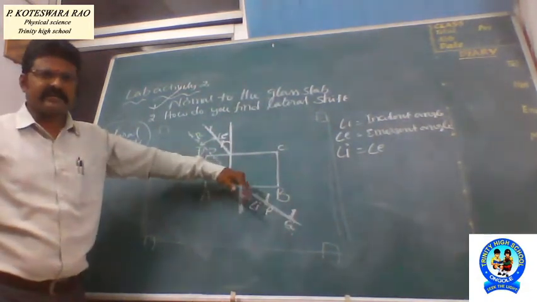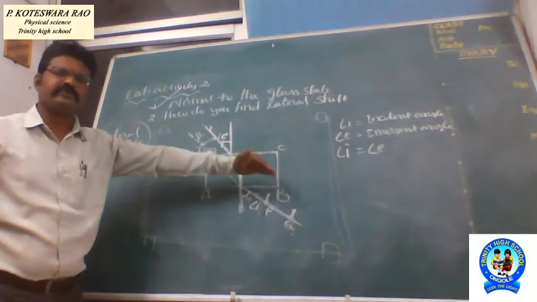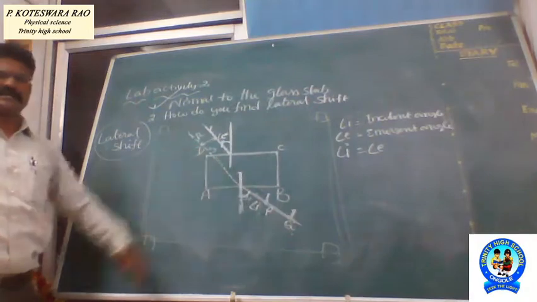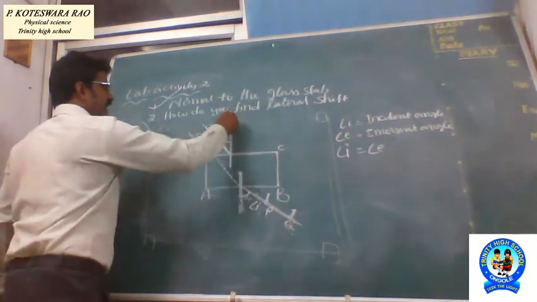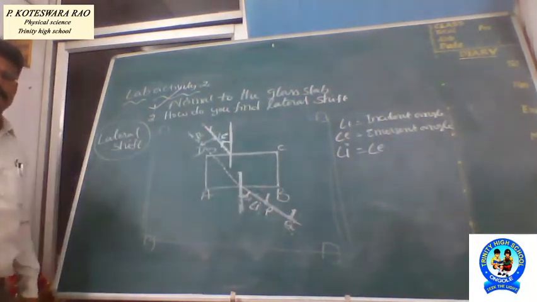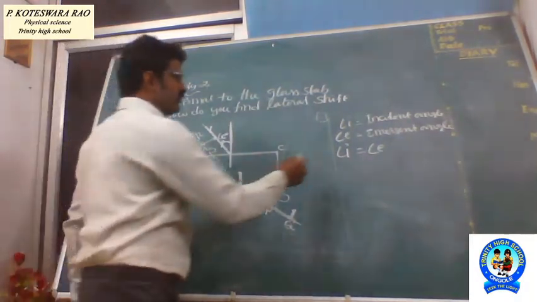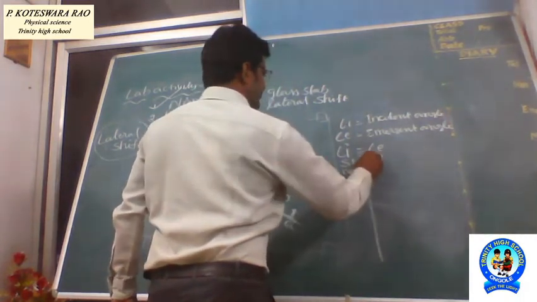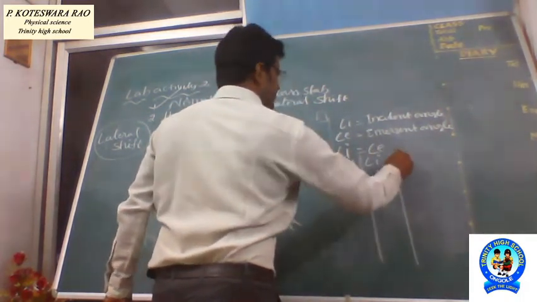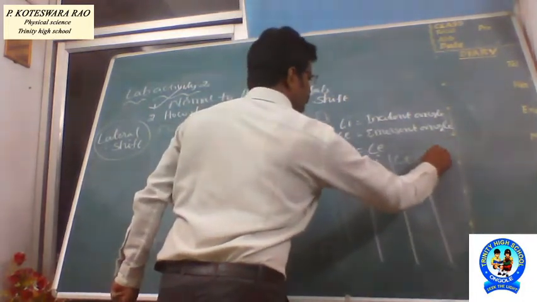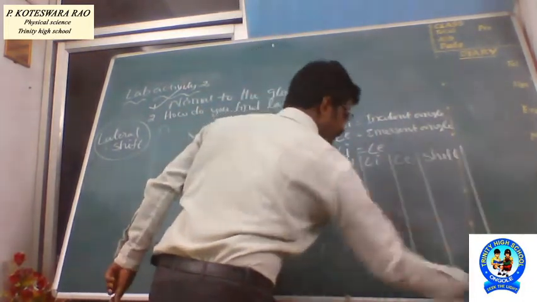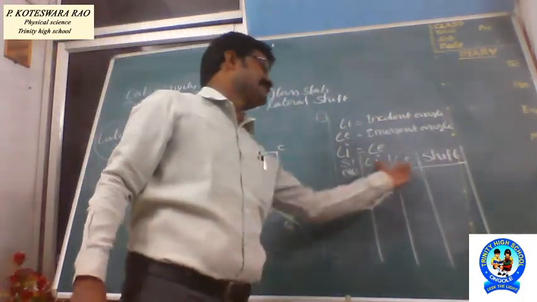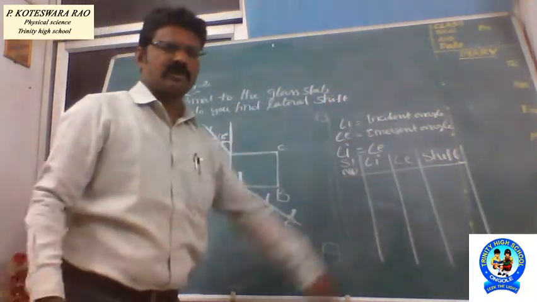Here we already took 30. Next 40. Next 50. Next 60. So we continue with all these angles, and we also measure the angle of emergence. If you place all of these in a table: serial number, angle of incidence, angle of emergence, shift. But actually in our textbook there is only angle of incidence and shift. But we want to take in some more.